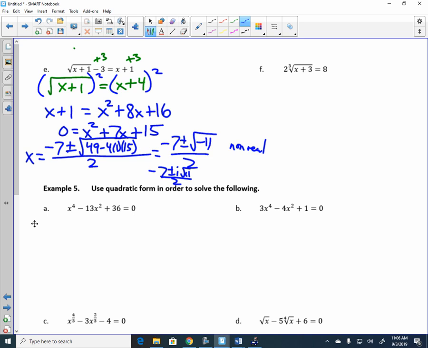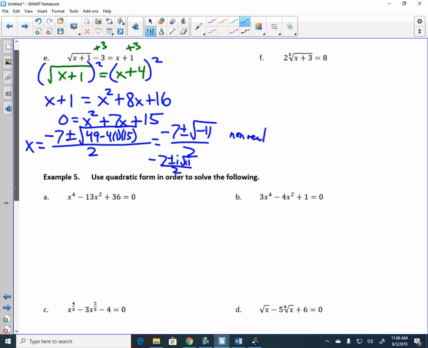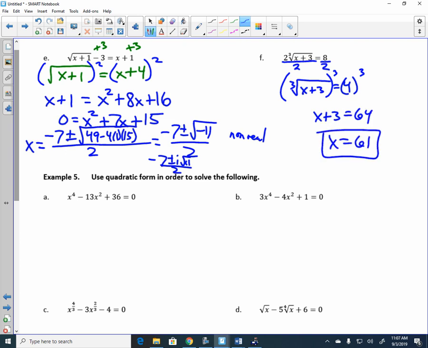Try letter F on your own. I got 61. Do you got 61? If you plug it back in, it does work into the equation, so we know we're good to go. That is a review of rational and radical equations.